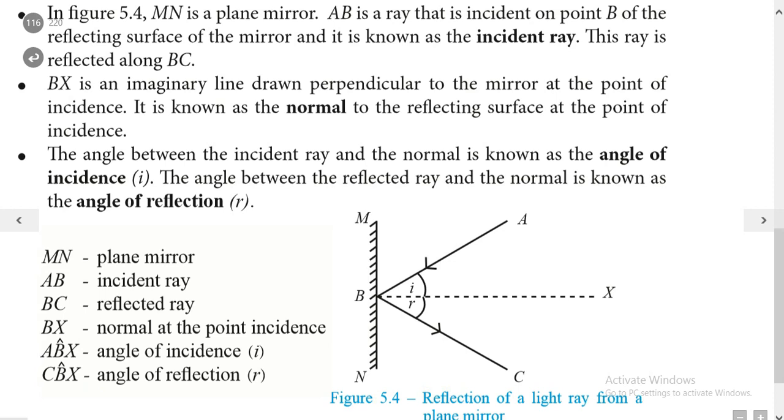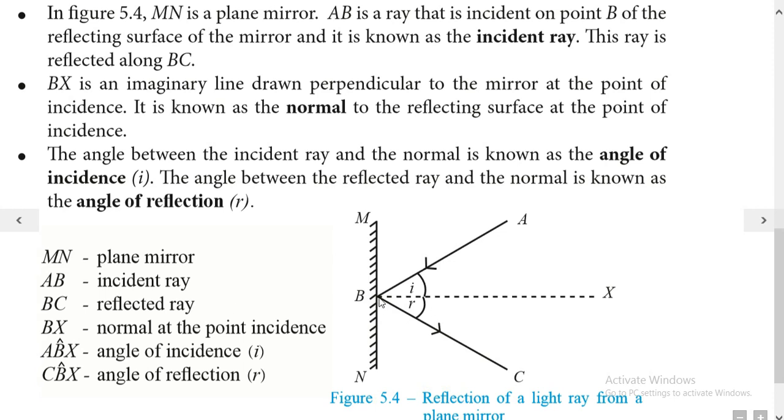These are very important. The BX line is the dotted line. This is the normal. The line drawn perpendicular to the plane mirror is always the normal. BX is the normal. AB, the first light ray that falls onto the mirror, is the incident ray. After reflection from the mirror, it travels back along BC, B to C. That is the reflected ray.